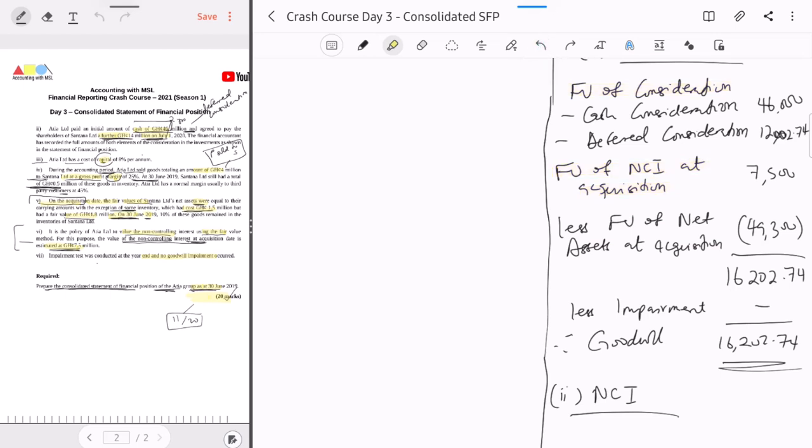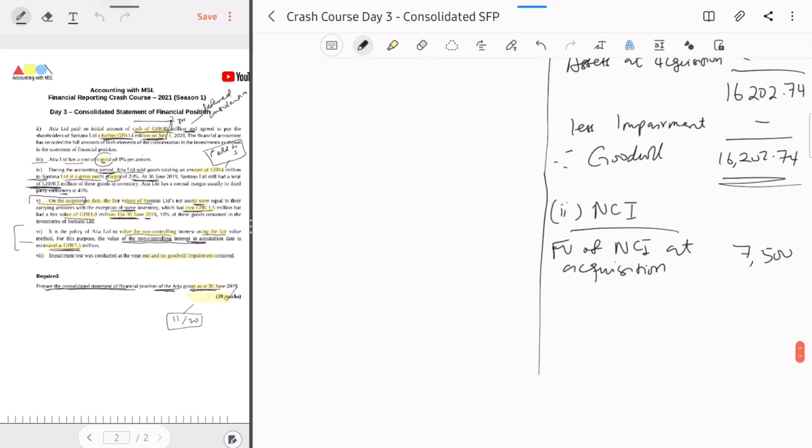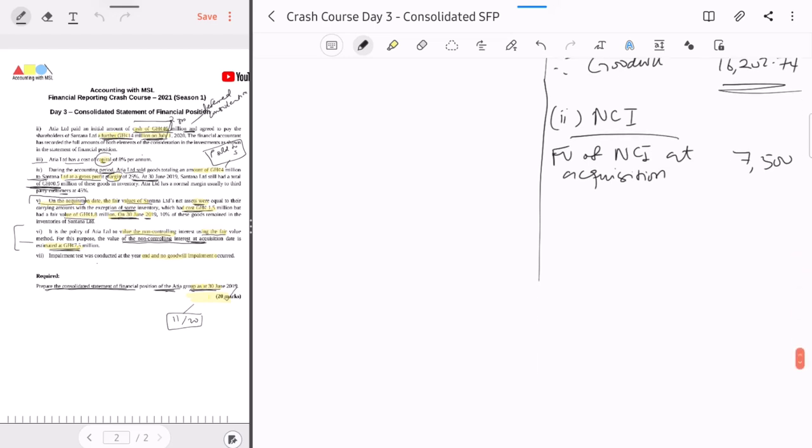So let's come to NCI and we say what? First line equals fair value of NCI at acquisition. What does it give you? The figure is what? 7,500 here. Next thing you add is what? The NCI percentage of post-acquisition retained earnings.